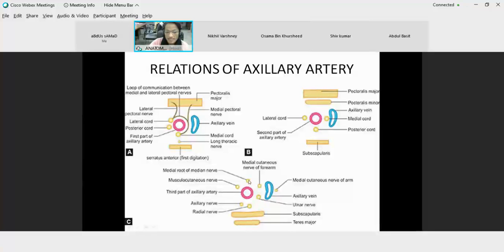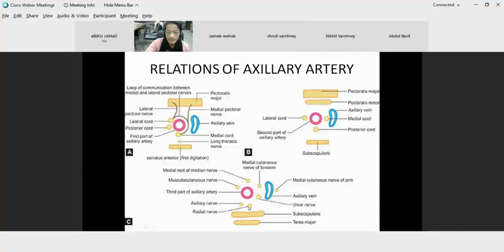The third part of axillary artery is anteriorly related to the medial root of the median nerve. Did you study about the median nerve in brachial plexus? Yes, ma'am. The median nerve arises from the brachial plexus. It has got two roots. Which are the roots? Lateral root and medial root of median. Yes, very good. Medial root and lateral root. So that medial root of median nerve comes anterior to the third part of axillary artery.